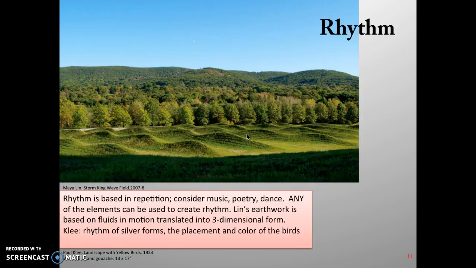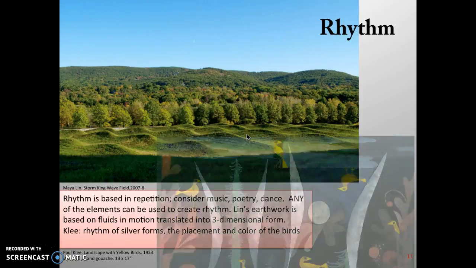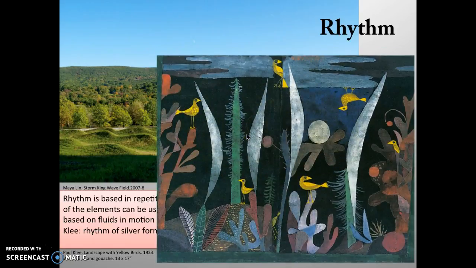And rhythm can be created in works of art by all kinds of things. So in this piece by Klee, there's a sense of rhythm in the placement and color of the birds, the placement and shape of each one of the silver forms that are the grasses. Rhythm is something that you can probably pick up on easily in a work of art.